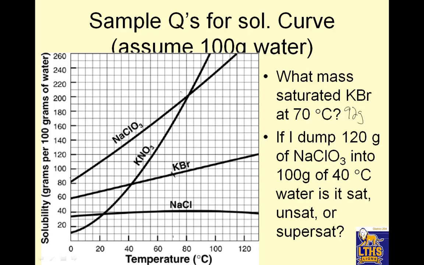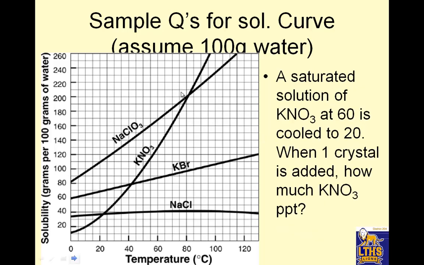If I dump 120 grams of NaClO3 into 100 grams of 40 degrees Celsius water, is it saturated or unsaturated? It's unsaturated because it's below the line.